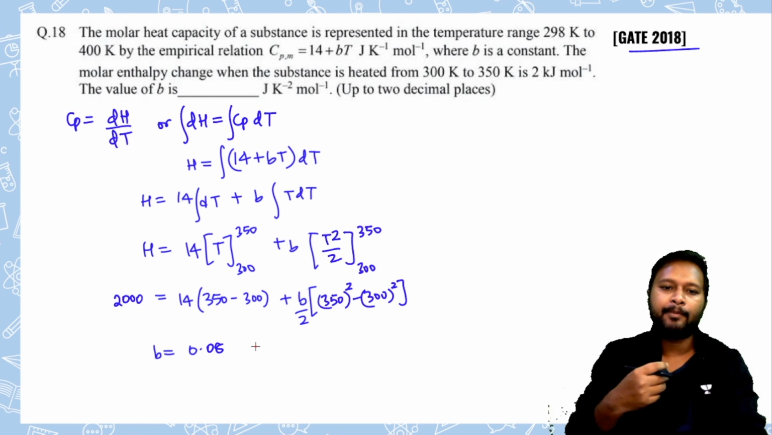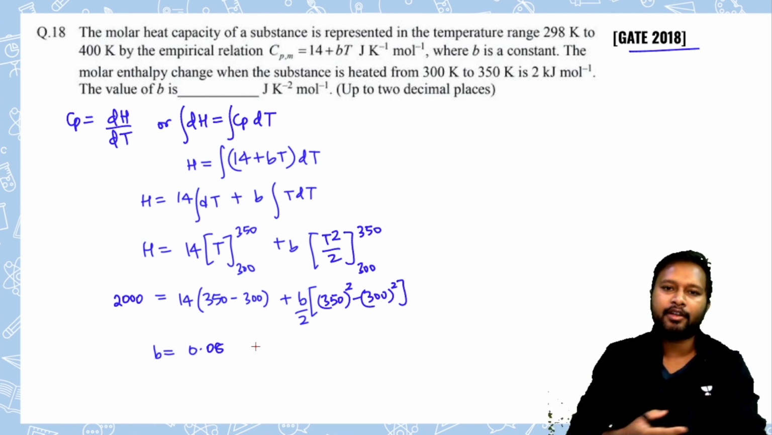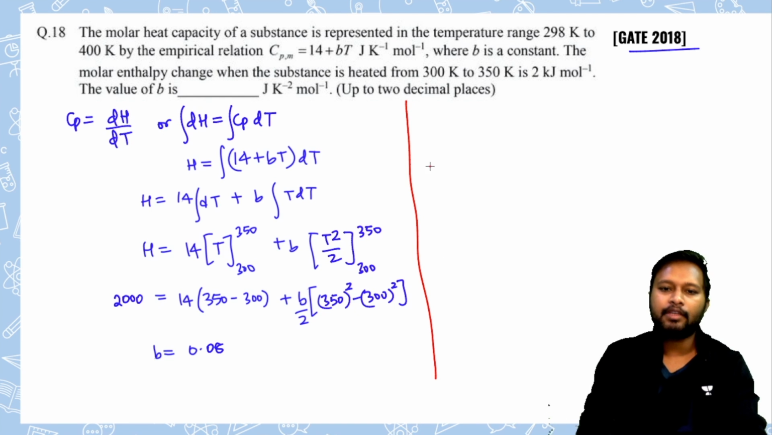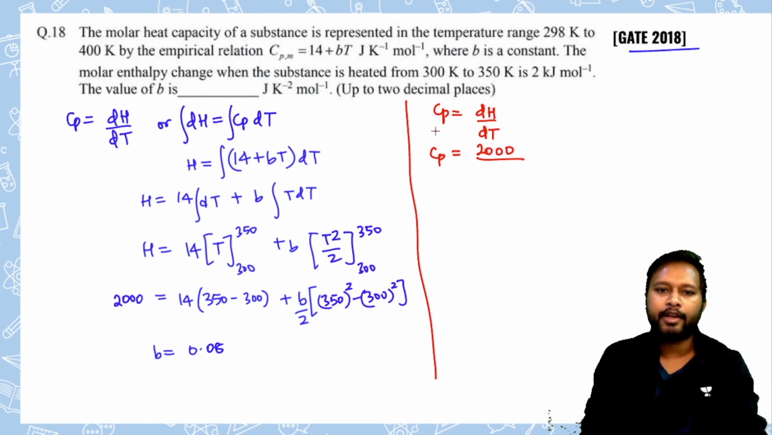It's pretty simple, but if you want to avoid this integration, you can do it in the other method also. The other method is Cp equals dH upon dt. Just put the values. dH is already given as 2 kilojoules, so put it as 2000, and dt, the temperature difference, is 50, since 300 to 350 is the range. If you divide this, you are going to get 40 on this side, and the Cp value is already given as 14 plus Bt, equal to 40.